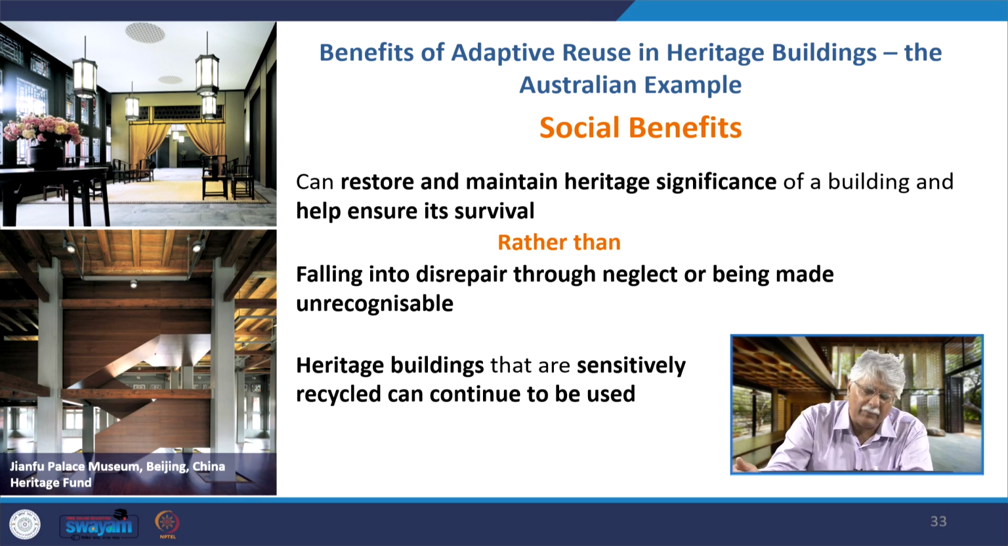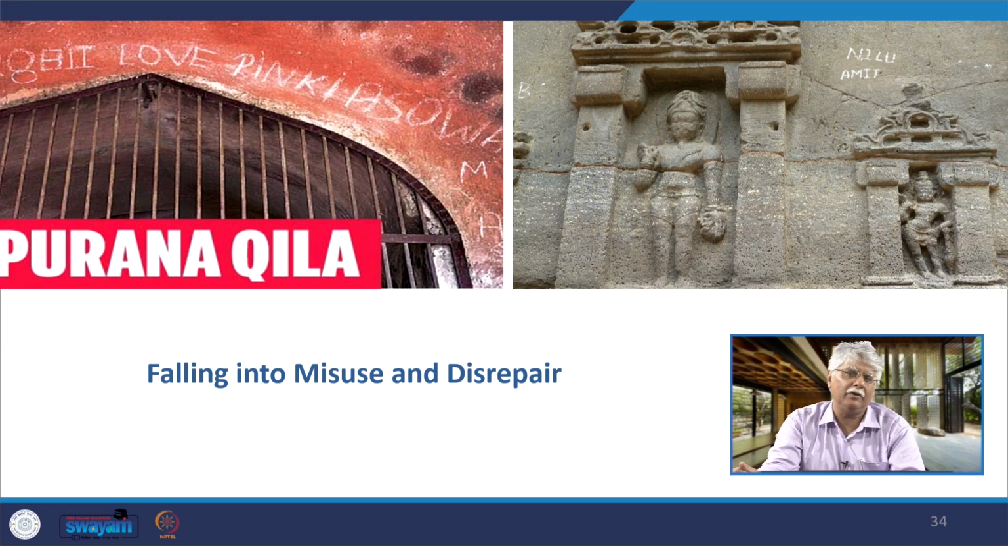This is again the pictures of the Zhenfu Palace Museum. So this is what I was talking about when I talk about falling into misuse or disrepair. These are 2 examples from India, and I have personally seen an example abroad where monuments were not being maintained in the way that we wanted to maintain them. That is why adaptive reuse is so much more socially beneficial for heritage conservation.